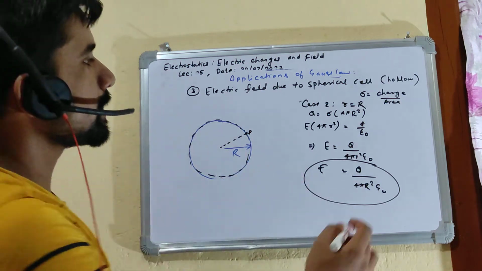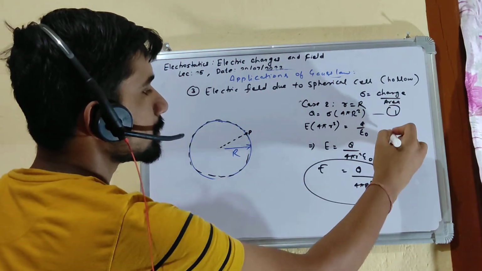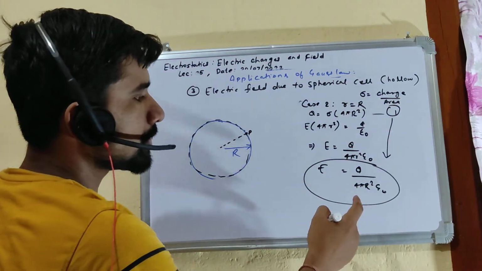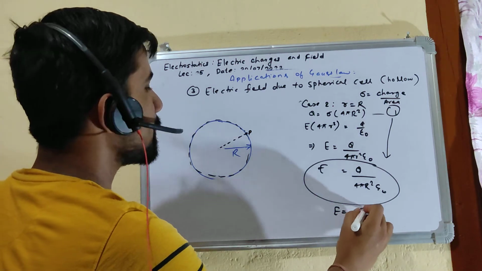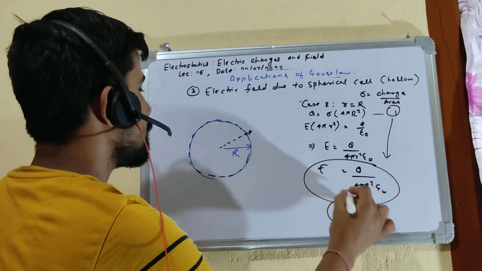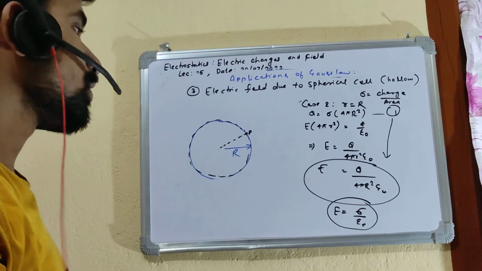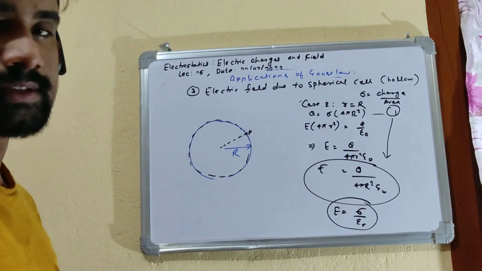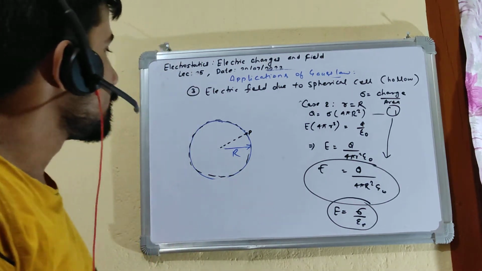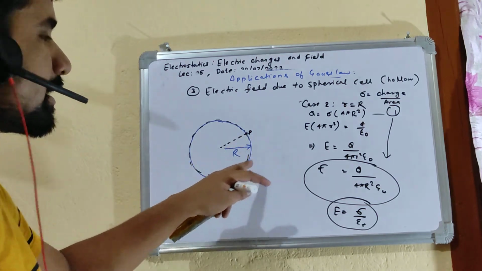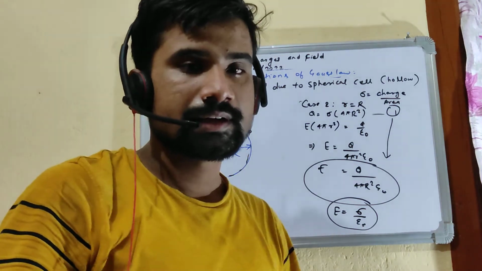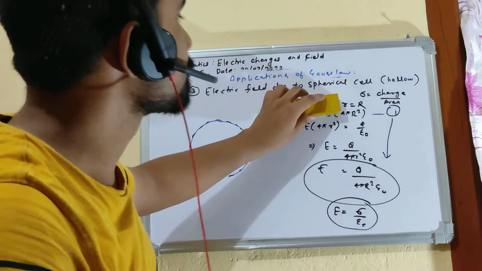Now I can again replace q from here and place it here. Can you do it yourself? This will become sigma by epsilon naught, the field, right? The field becomes a constant value independent of the distance now, since we are calculating at the circumference and the radius is a constant here. Let's discuss the third case.